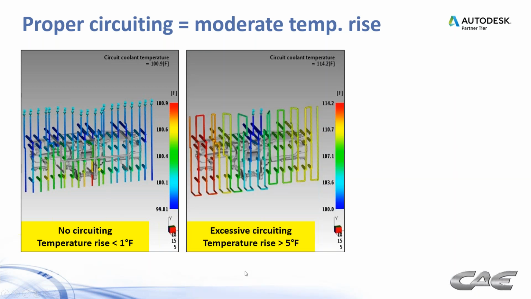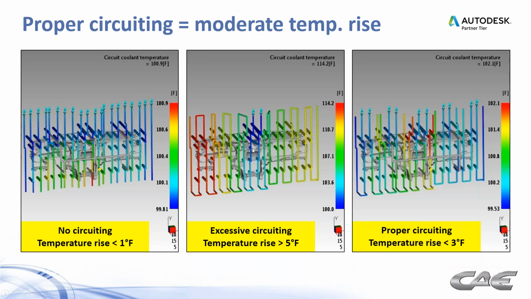Or maybe we go the excessive circuiting route. This is kind of like Goldilocks and the Three Bears. This is too much circuiting, or not enough circuiting rather. The one in the center is too much circuiting, and we get a temperature rise from one end of the channel to the other of greater than 5 degrees. In this case it's almost 14, but we look for numbers above 5 degrees temperature rise to say they're good candidates for looping with other lines.